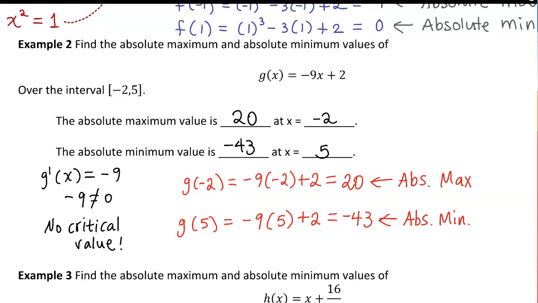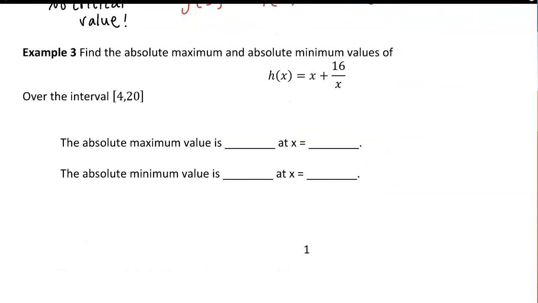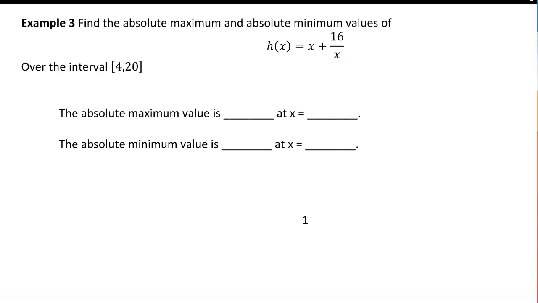Okay, let's do one more. It's a very similar type of problem. Oh, this could be a little bit challenging because h of x is not just a linear function. This is a rational function. All right, it says find the absolute maximum and the absolute minimum value of h of x equals x plus 16 times x to the negative first power.